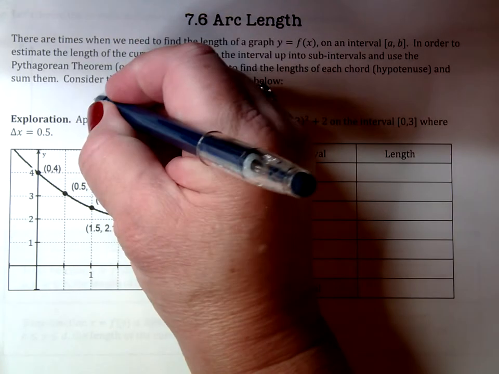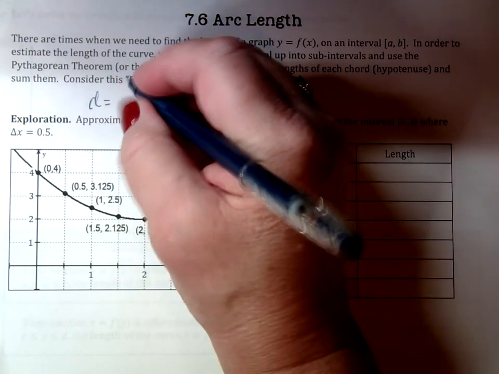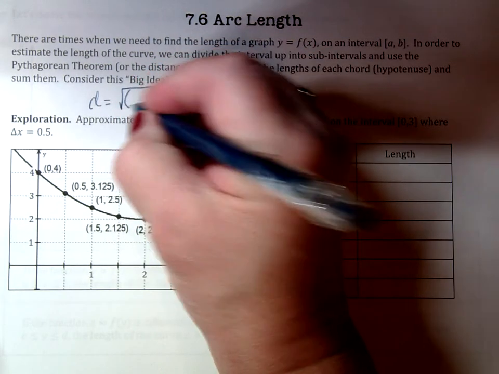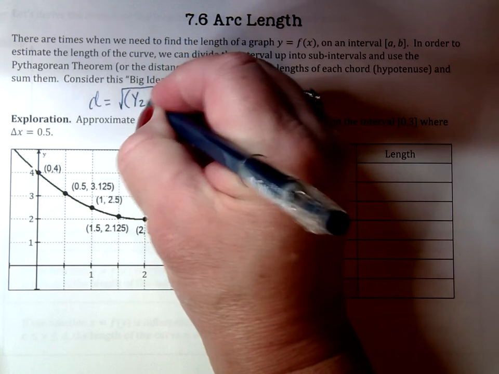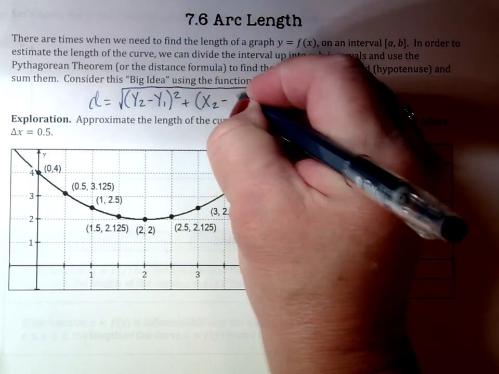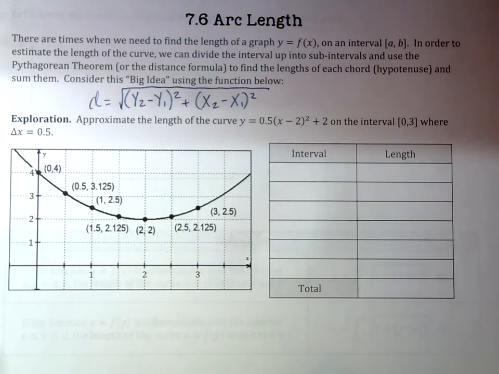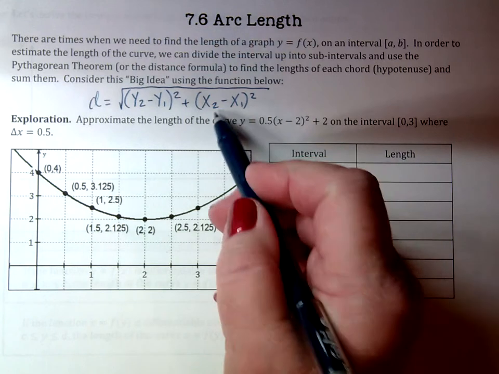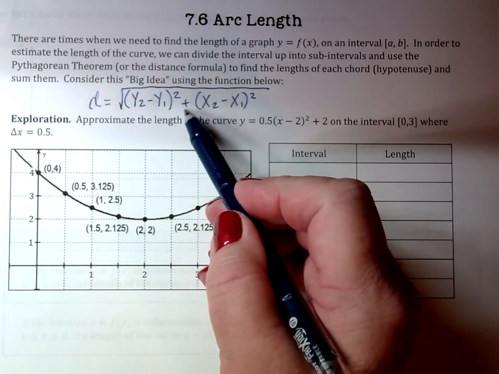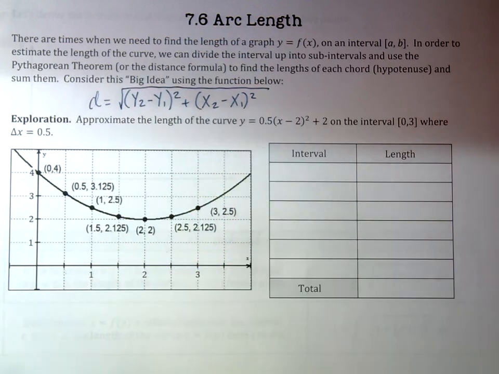So we need to remember the distance formula. Distance equals big old square root. We probably haven't seen this since, I don't know, maybe geometry. It is y2 minus y1 quantity squared, plus x2 minus x1 quantity squared, big old square root. Now it doesn't matter the order that you put these in. You could do the x2 minus x1 first and the y2 minus y1 second, because addition is commutative. You can change them around.